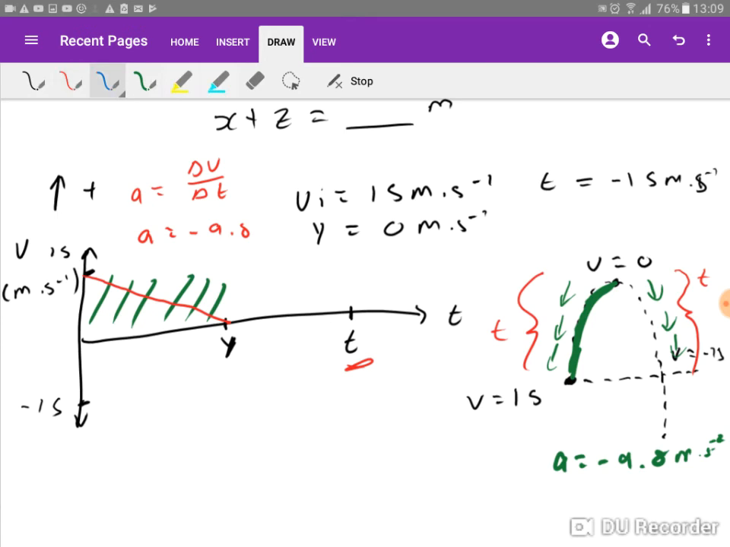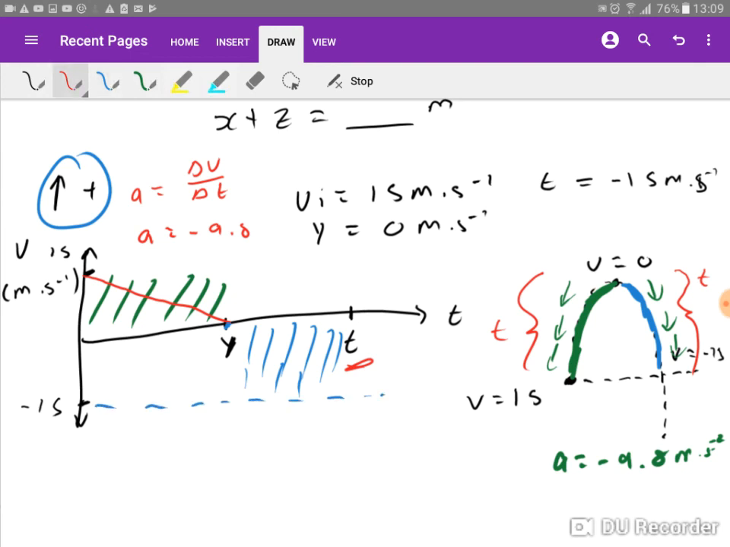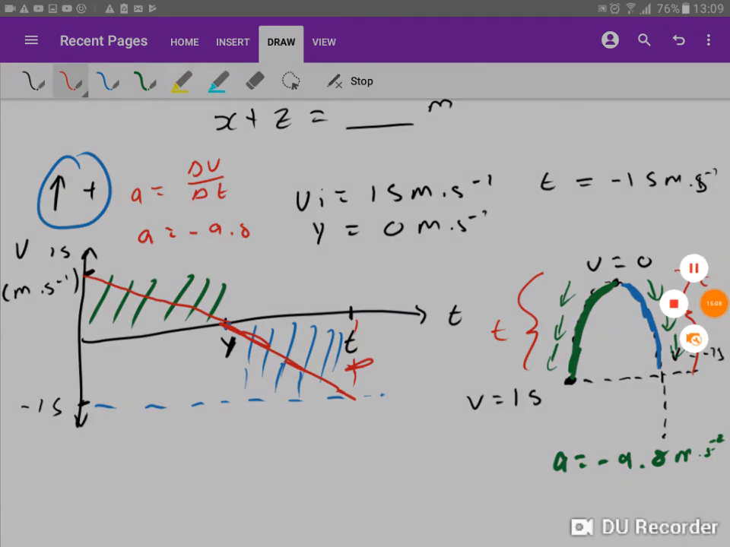And then this part of the graph, because it's this part of its motion, and we said upwards was positive, this has to be a negative velocity, right? So it starts off at 0, and then its acceleration starts speeding it up, but downwards. So it goes from 0 to negative 15. Good. I hope this helps.